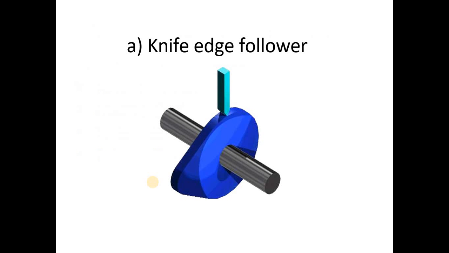Starting from the first, knife edge follower. This is a widely used follower because it gives accurate motion. The knife edge follower has a knife edge, a sharp edge, as you can see here. This knife edge follower is used to transfer the motion from cam to the other devices. By using the knife edge follower, there are some advantages and some disadvantages. What are the advantages?